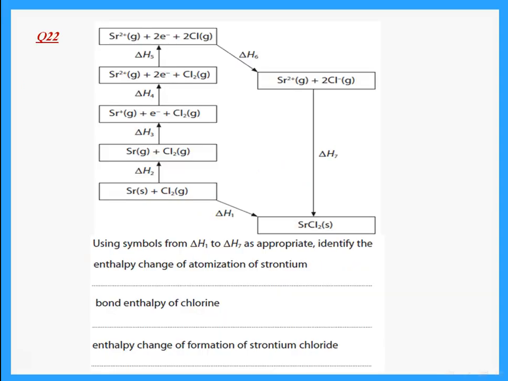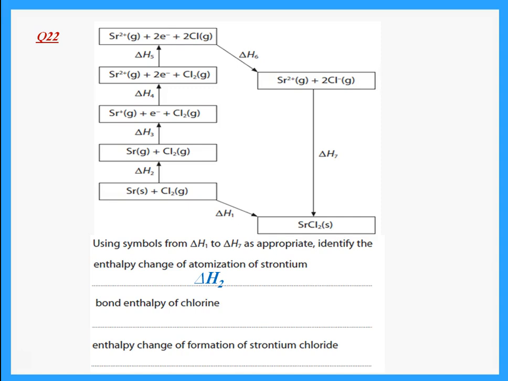This question has a series of reactions, and it says, using the symbols from delta H1 to delta H7, which of these is the enthalpy change of atomization of strontium? Again, let's remind ourselves, what does atomization of strontium mean? It means formation of strontium in the gaseous state from its standard state. So atomization of strontium, can you see that it is delta H2? What happened in delta H2? It changed strontium solid to strontium gas. This is what we call enthalpy change of atomization.